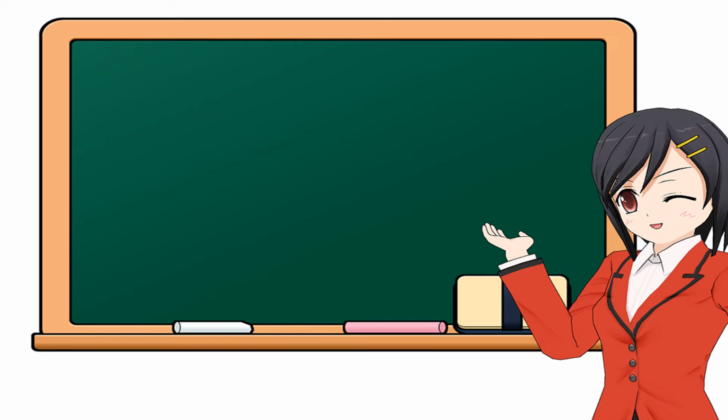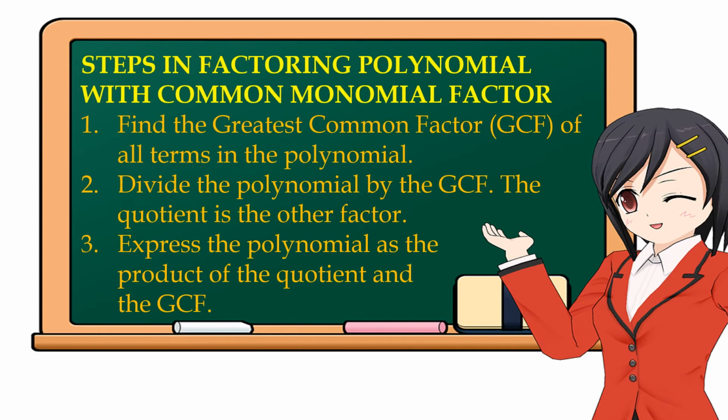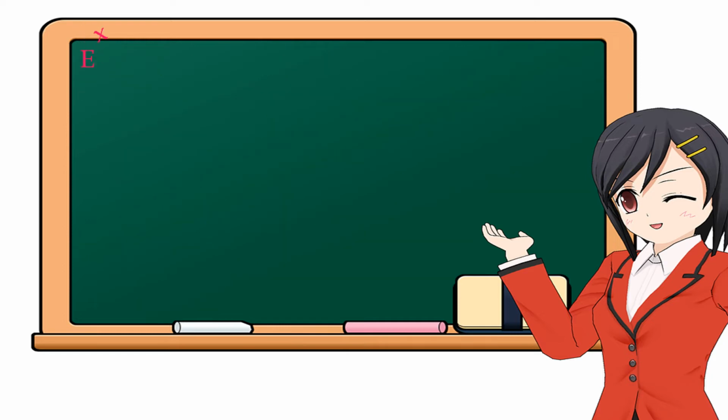Now I will discuss to you the 3 steps in factoring a polynomial with a common monomial factor. Number 1, find the greatest common factor, GCF, of all terms in the polynomial. Number 2, divide the polynomial by the GCF, so the quotient is the other factor. And number 3, express the polynomial as the product of the quotient and the GCF. Let's have some examples.